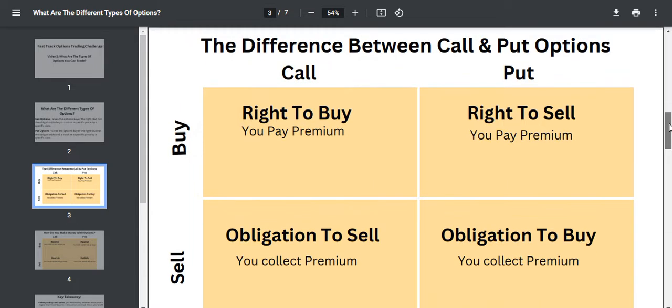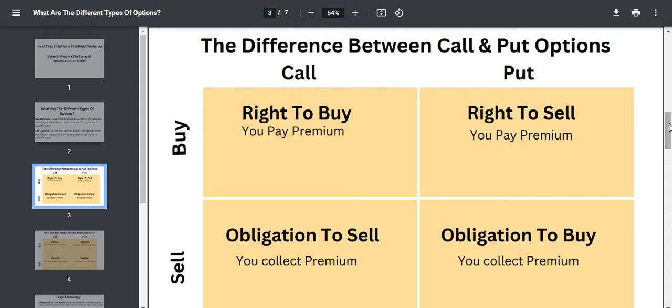And I must say, whilst there's only two options contracts, a call and a put option, there's four different trades you can make with call and put options. You can buy a call, you can sell a call option, you can buy a put option, and you can sell a put option. So this is really the key difference between all four.